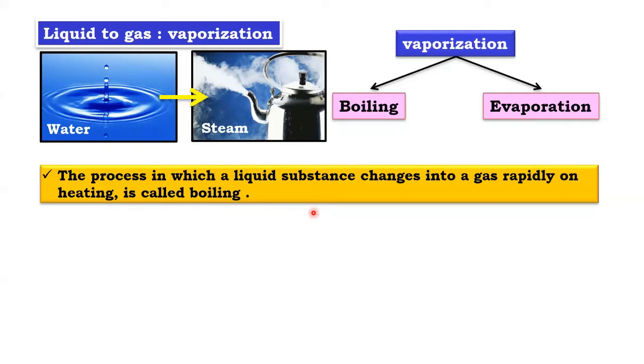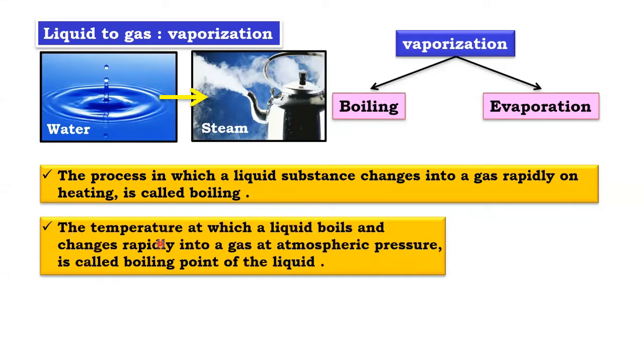Okay? Look at what is said here. The word rapidly is very important because evaporation is rather a slow process, right? So when you talk about changing of liquid substances into gas very fast, that process is called boiling, and that is done by application of heat energy, correct?